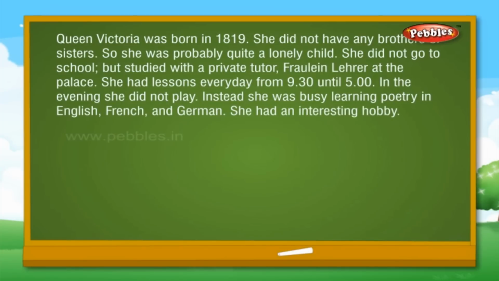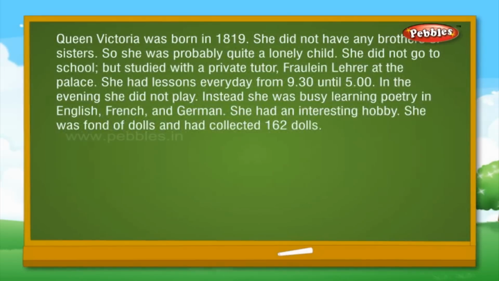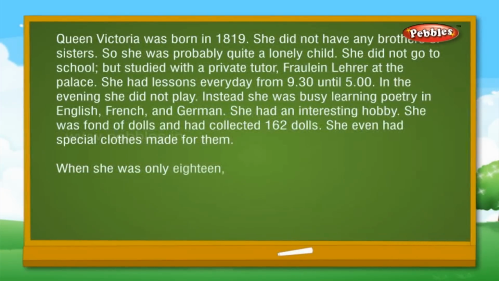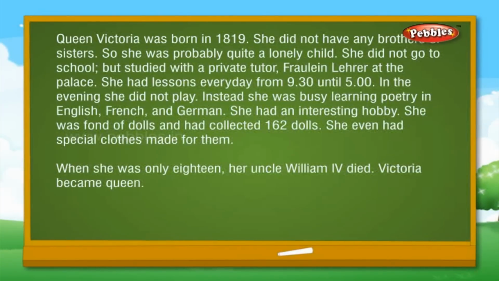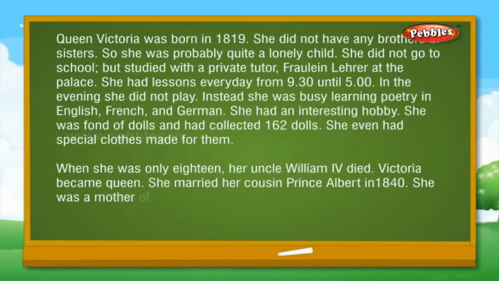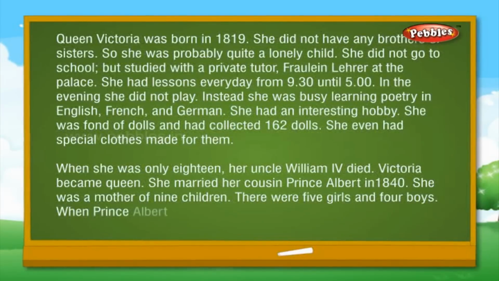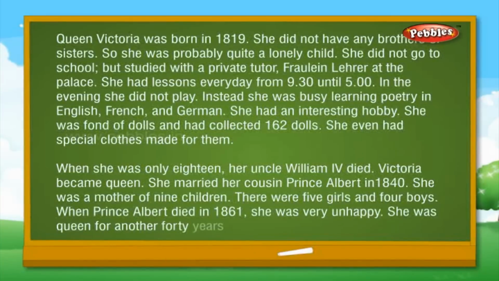Instead, she was busy learning poetry in English, French, and German. She had an interesting hobby. She was fond of dolls and had collected 162 dolls. She even had special clothes made for them. When she was only 18, her uncle William IV died. Victoria became queen. She married her cousin, Prince Albert, in 1840. She was a mother of 9 children. There were 5 girls and 4 boys. When Prince Albert died in 1861, she was very unhappy. She was queen for another 40 years until her death in 1901.